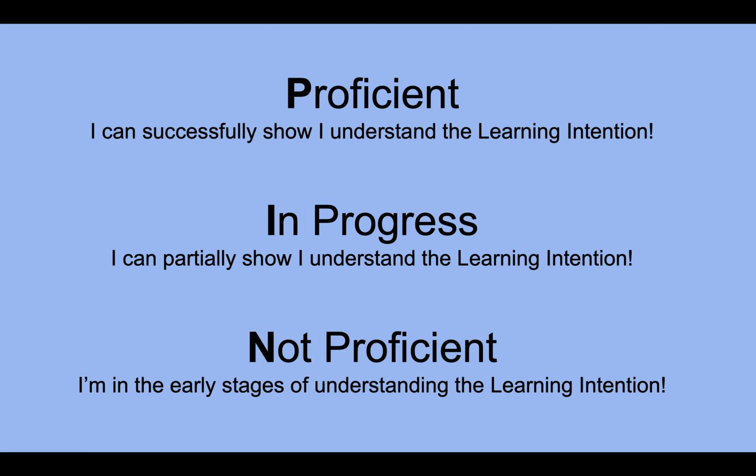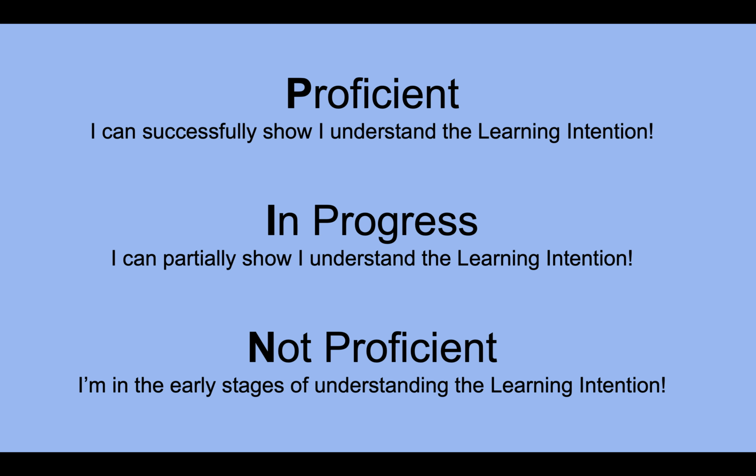Those words are on the screen here: proficient, in progress, and not proficient. And you can see that they all focus on the big learning intention for that unit. So proficient is when our students can successfully show that they understand the learning intention. In progress means they can partially show that they understand the learning intention, and not proficient means that they're still in the early stages and they really haven't begun to take those first big steps yet. So we're going to see these words come up again.